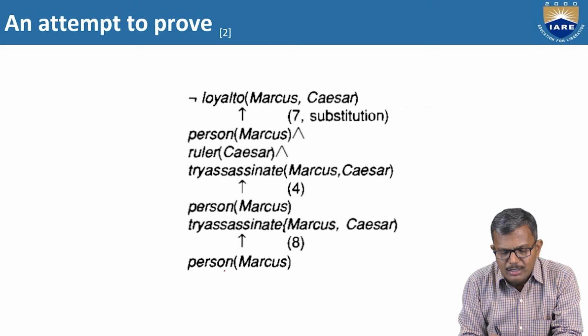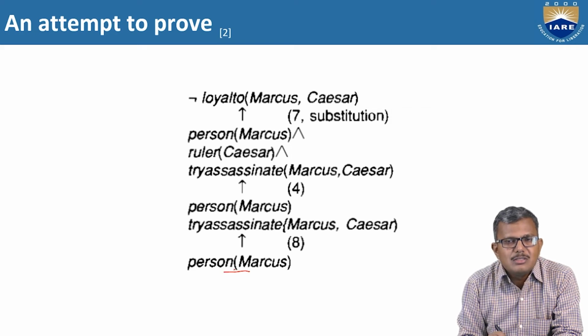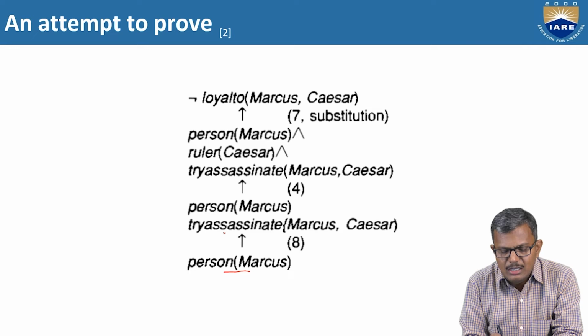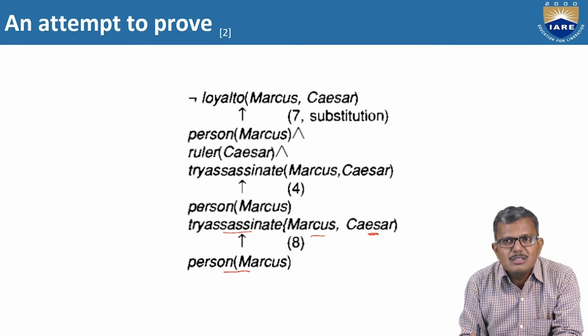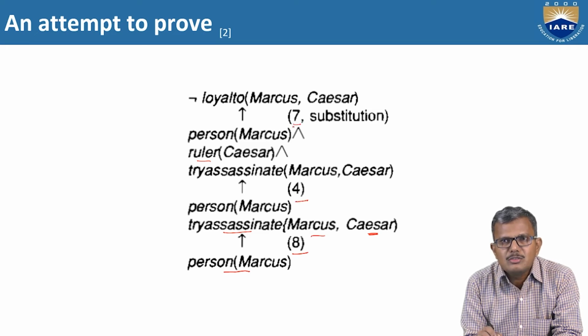The representations go this way. First of all, we need to identify that Marcus is a person. Then we need to say that he is trying to assassinate Caesar. And we also need to represent who this Caesar is, because Caesar has a relation too: he is a ruler. If we can use this sequence of statements, we can simply prove whether Marcus is really loyal to Caesar or not.